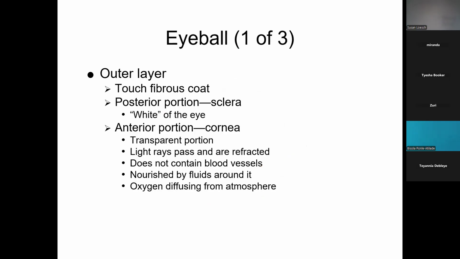The anterior part of the eye is a tough, fibrous coat, and this is where the sclera is. The anterior portion of the three layers differs from the posterior portion because it allows light to go through. So the outer layer or the posterior portion is the sclera, and the anterior portion is the cornea.